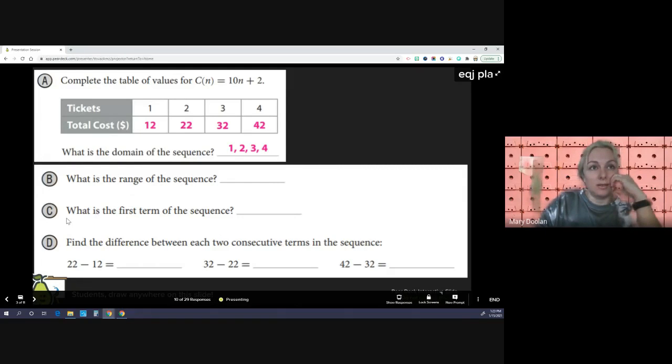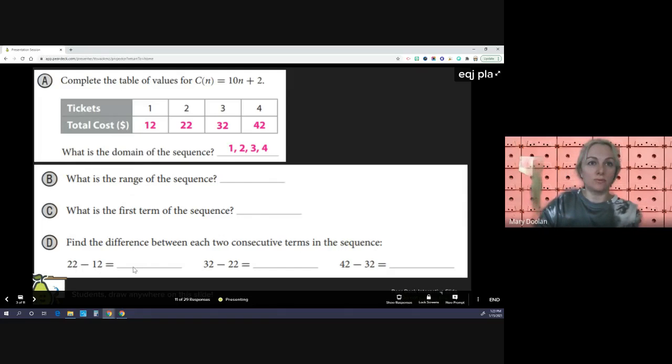And then on Tuesday, we talked about what a term of a sequence is. So it's asking you, what is the first term of the sequence? So using your data above in the table, what number would go here? And then for part D, you don't have to know anything about sequences to do this. Find the difference between each two consecutive terms in the sequence. These are just 3 subtraction problems for you.